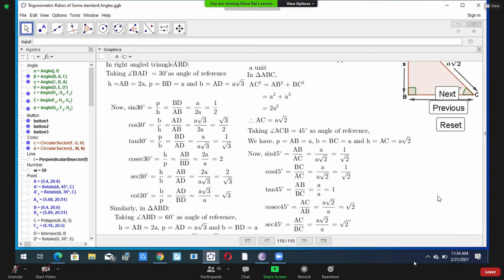Now taking angle ACB, 45 degree, as the angle of reference. Here in the figure, ACB is the one we are taking as the angle of reference, not the upper one. If you take the upper one also, you will get the same value. It doesn't make any difference. But here we are taking angle ACB.